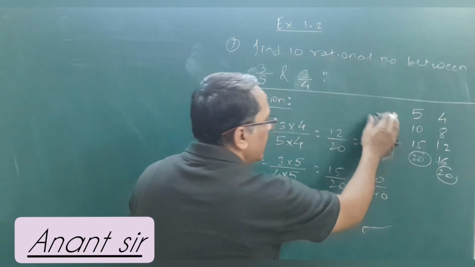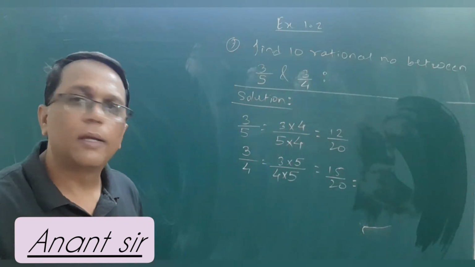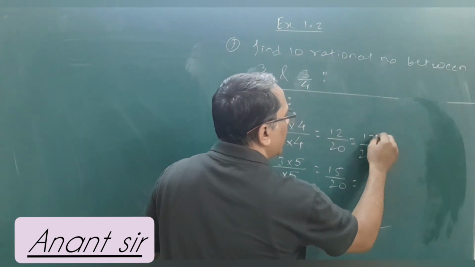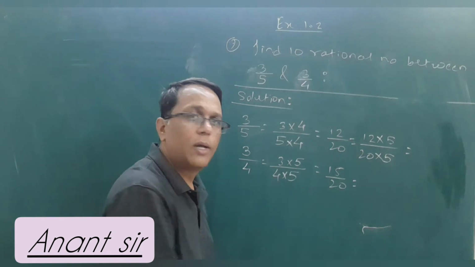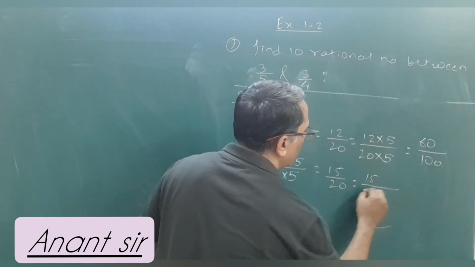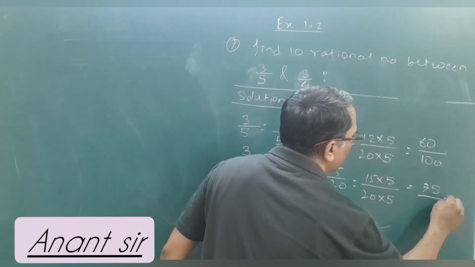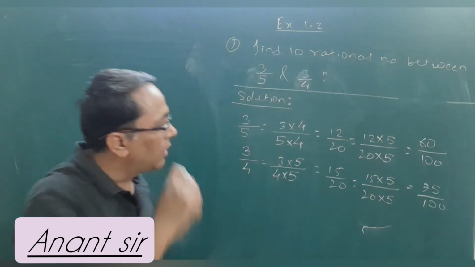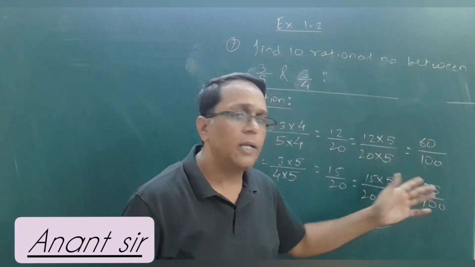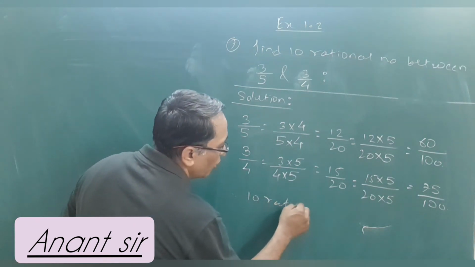So it's very easy now. As the denominator is 20, I will make it 100. So to make it 100, I will be multiplying by 5 here. So the numerator also, so it will become 60 by 100. Similarly here also, I will be multiplying by 5. So the numerator also, so it will become 75 by 100. Very easy. Now see, we can find 14 rational numbers between 60 and 75. So therefore 10 rational numbers, we got the answer, students.